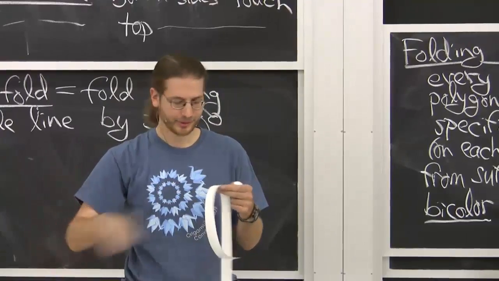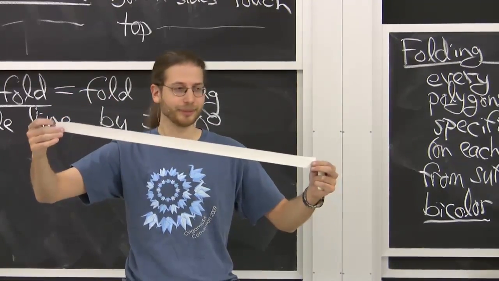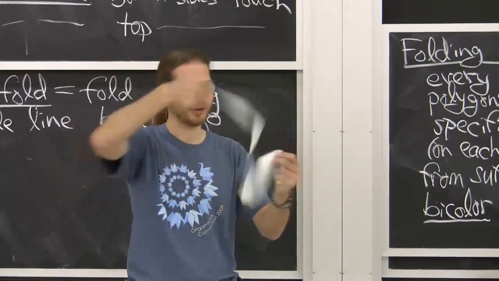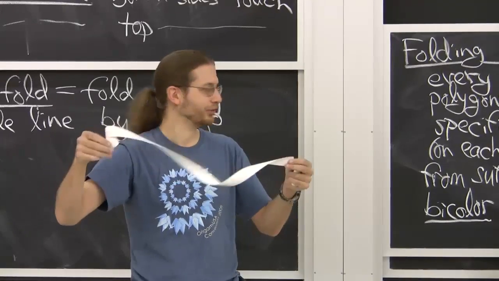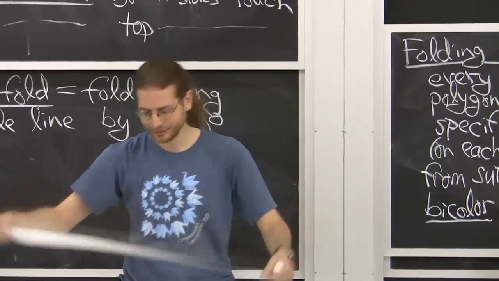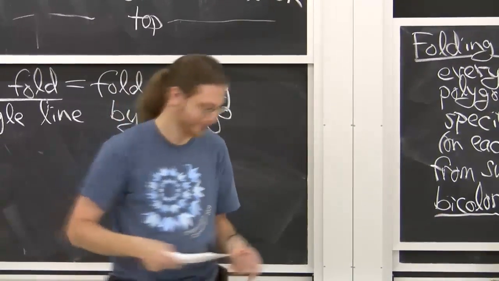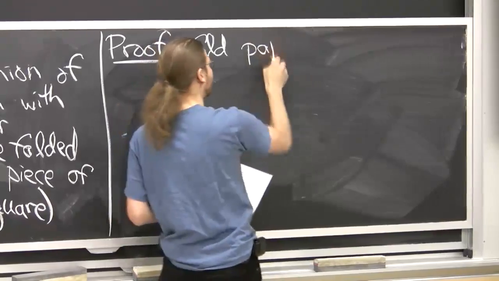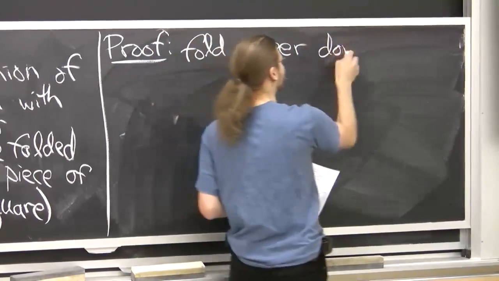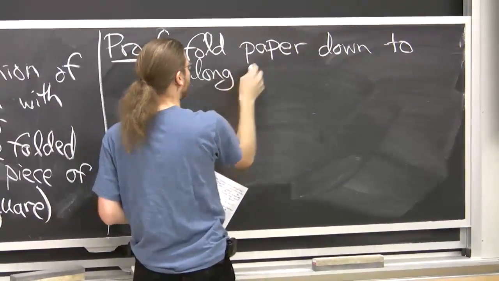So the idea is to take a long strip, a really long strip, much longer than this one, and fold it and just sort of wrap around your polyhedron over and over and over, and eventually make whatever you want. Okay, so it's going to be a little flimsy, but mathematically it'll work perfectly. So first thing to do is fold your paper, whatever shape it is, down to a long, narrow strip. So a long, narrow rectangle.